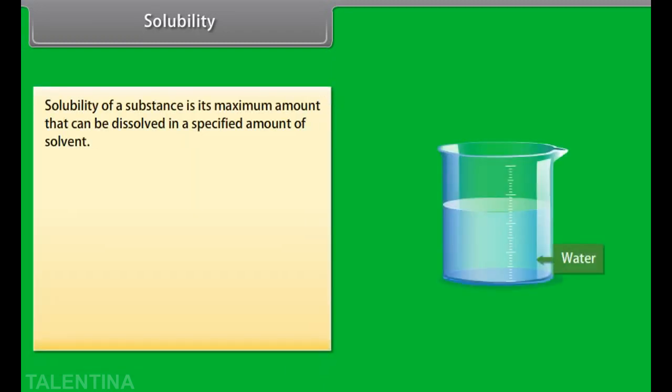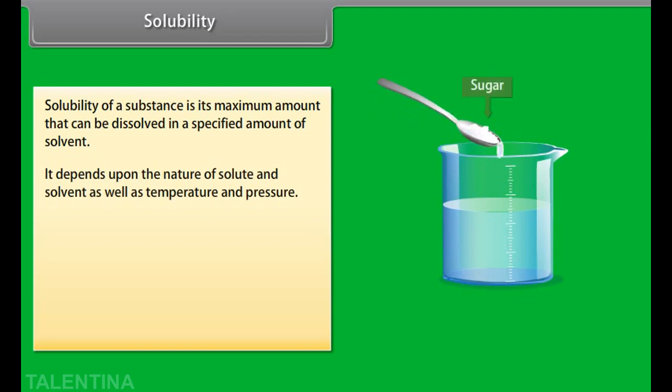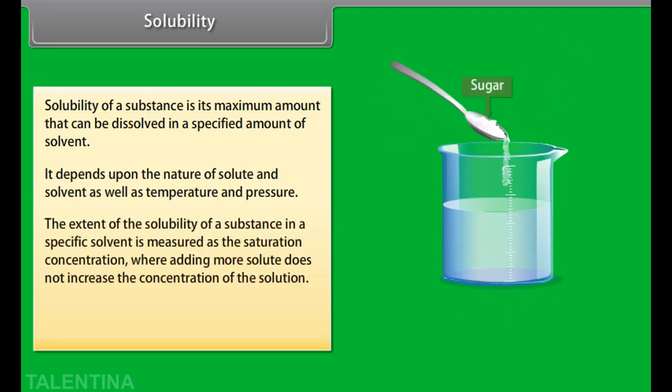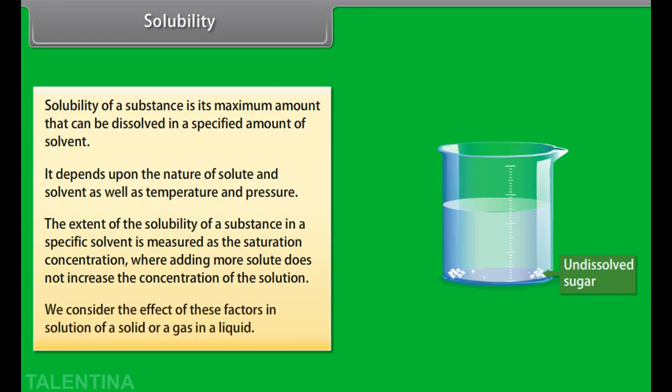Solubility. Solubility of a substance is the maximum amount that can be dissolved in a specified amount of solvent. It depends upon the nature of solute and solvent, as well as temperature and pressure. The extent of the solubility of a substance in a specific solvent is measured as the saturation concentration, where adding more solute does not increase the concentration of the solution. We consider the effect of these factors in a solution of a solid or a gas in a liquid.